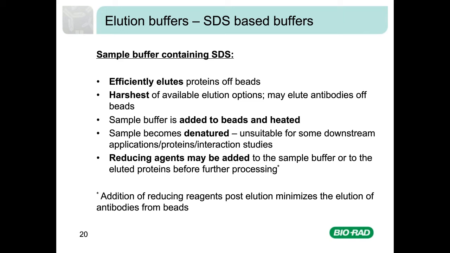for your protein. When selecting this method, please be aware that denaturing buffers such as these are the harshest of all available elution buffers. SDS-based elution buffers often elute antibodies from beads in addition to the bound proteins. This results in the presence of antibodies in your IP sample, which may result in background and potential masking of your proteins of interest when performing Western blot analysis of your IP sample. If you are concerned about the amount of antibody you may elute off of the beads, my recommendation is to add reducing agents such as DTT or beta-mercaptoethanol post-elution, as this minimizes elution of antibody from beads.